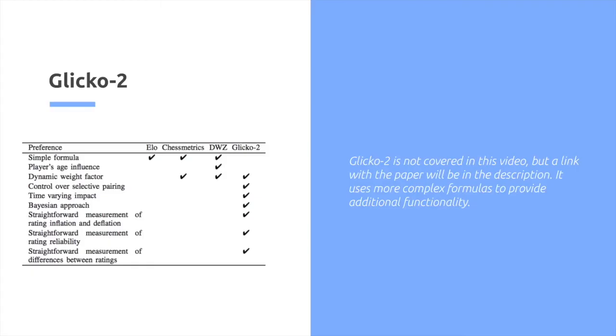If I introduce Glicko-2, which is a very complicated statistical algorithm, we see here on the left side that this includes more features than the Elo, chess metrics, or DWZ algorithm. It's not a simple formula like I mentioned, so I won't be covering it, just like chess metrics, even though chess metrics is more simple. But this one has a Bayesian approach to it, and it also allows for measuring rating inflation and deflation.